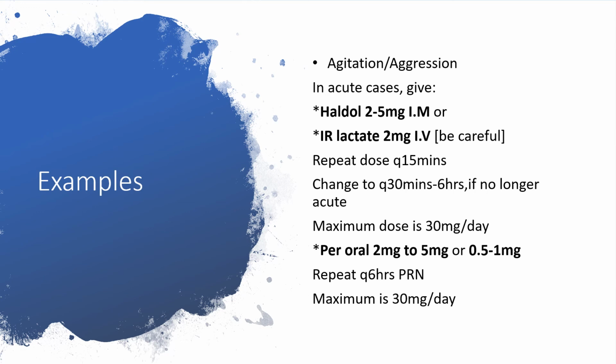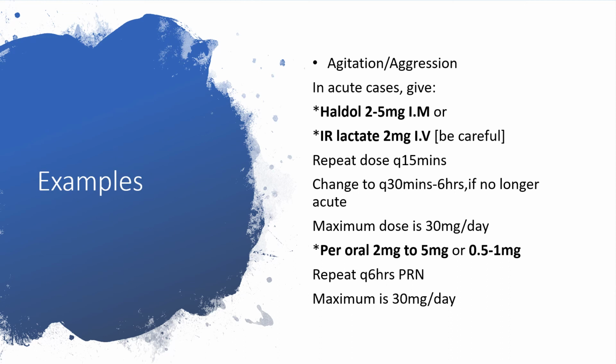Agitation and aggression. In acute cases, you can give Haldol 2 to 5 mg IM or immediate release lactate 2 mg intravenously, but please be careful. Be careful because you can run into a lot of trouble with intravenous use. Better still, inform and involve your psychiatrist or pharmacist.